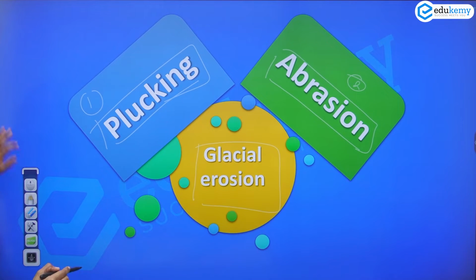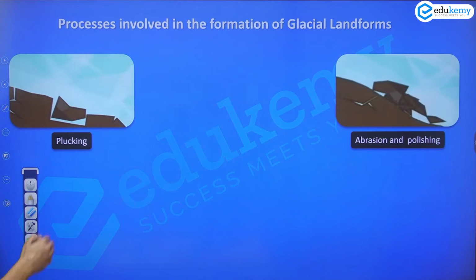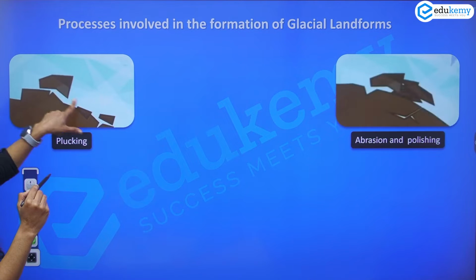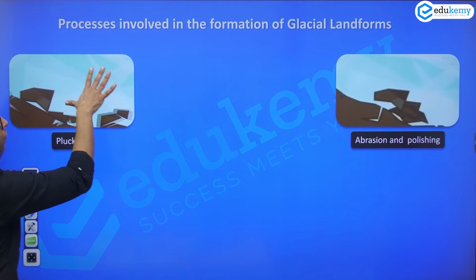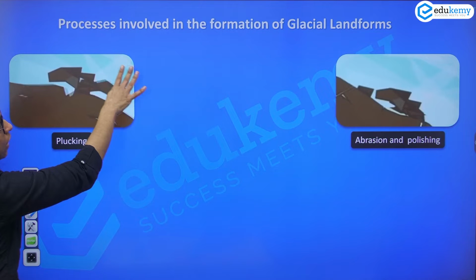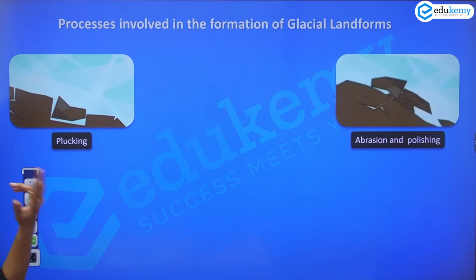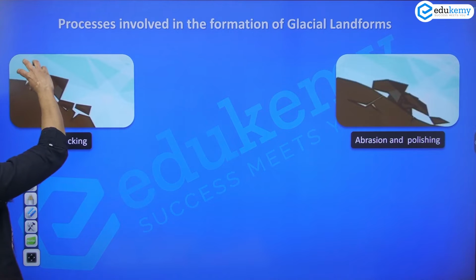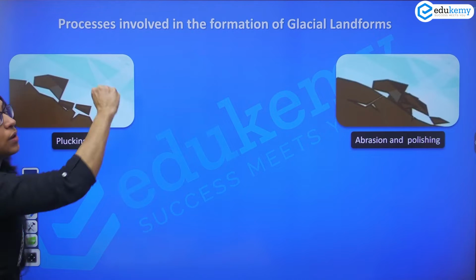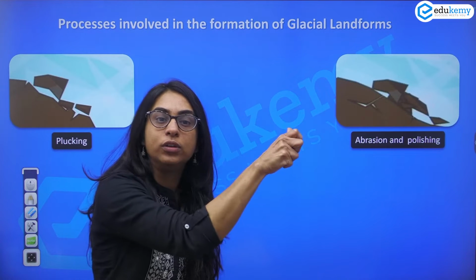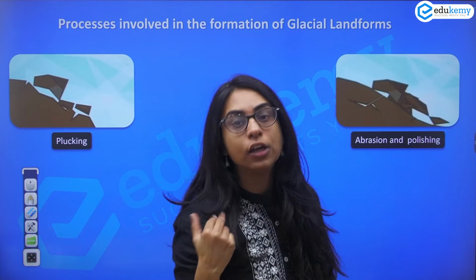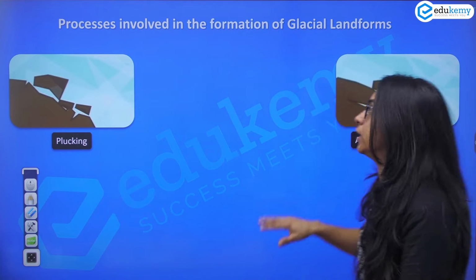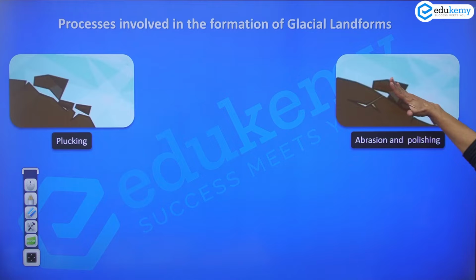Now what is plucking? You can visualize plucking by looking at this. As the glacier is moving, this is the glacier. As the glacier is moving, it does two things. One is plucking, wherein an individual piece of the rock is torn out, that you've plucked. When you pluck something, you tear out the individual pieces. The other form of erosion is abrasion and polishing, whereas there is continuous erosion, continuous scratching, continuous polishing going on.